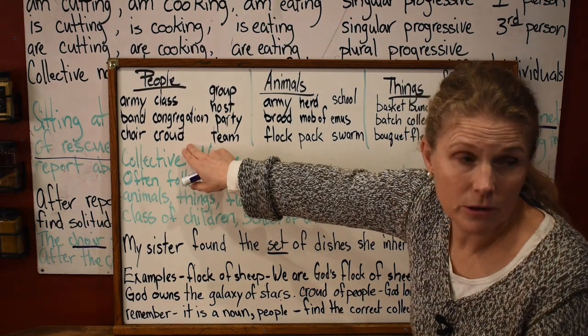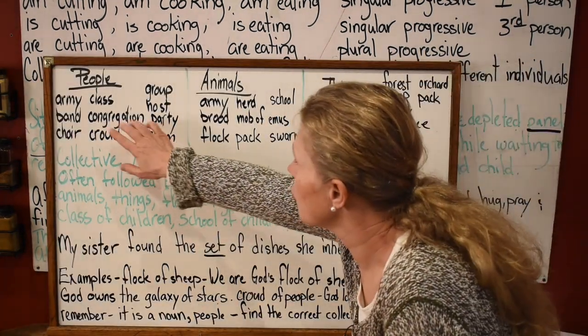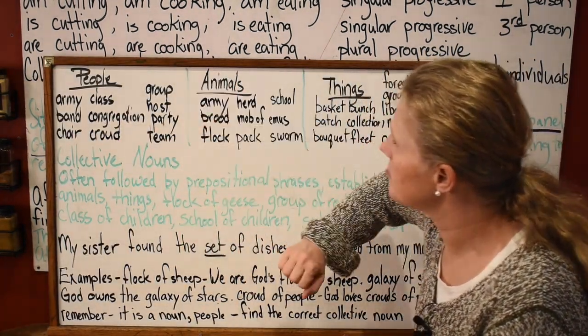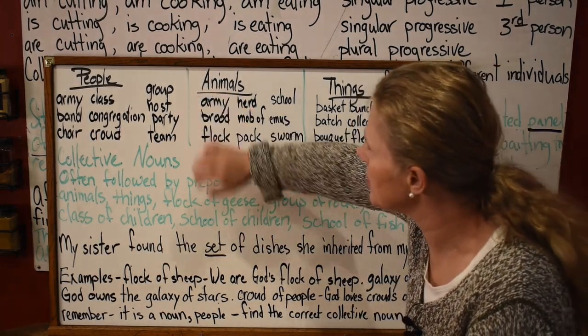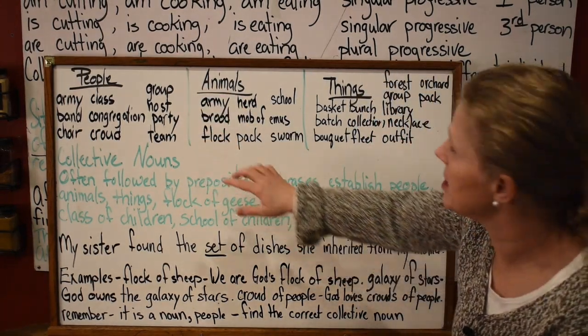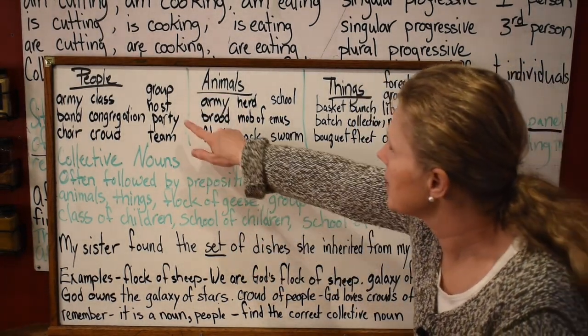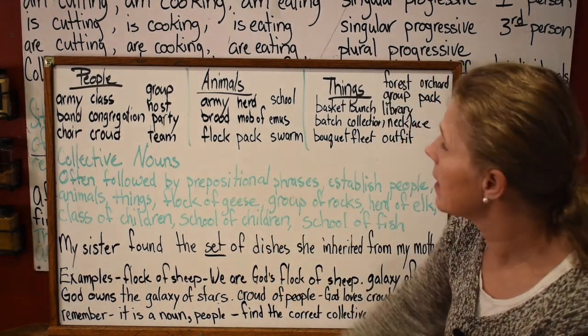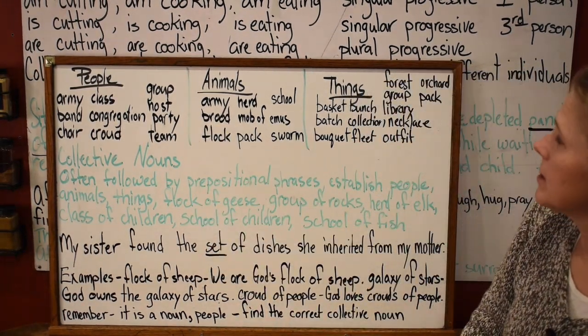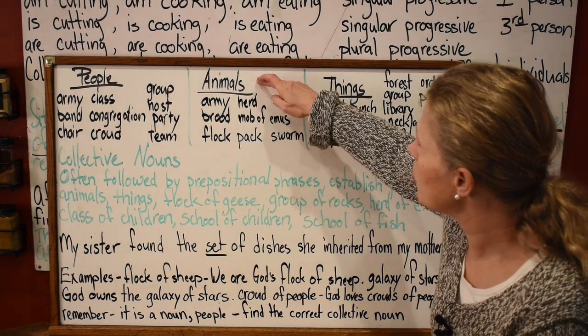A crowd. So now we have a crowd of people, a group of people, a host of people, a party of people, a team of people, a team of players, party animals. Like a soccer team? Yeah, exactly, a swim team. Very good.